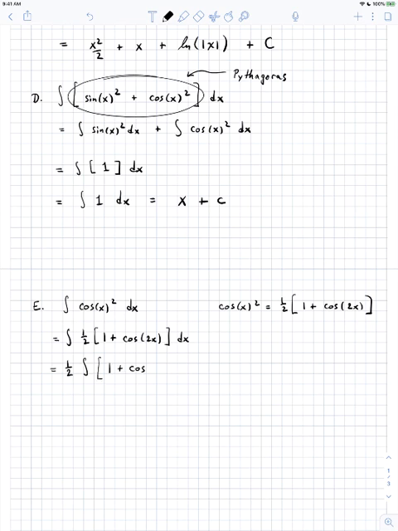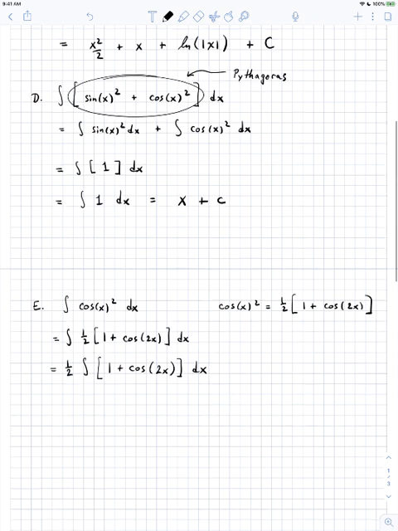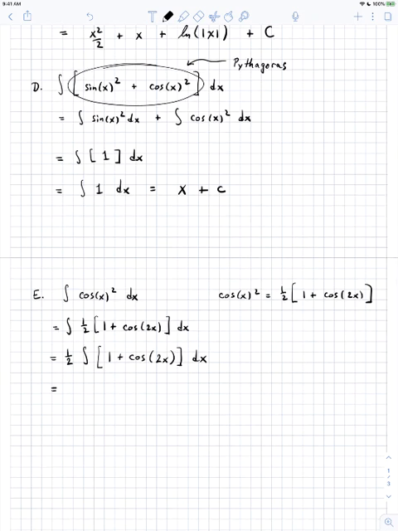Why can you do that? You can do it because you can do it for derivatives. And now we're looking at antiderivatives. So we're allowed to take out a constant multiple. Now what we want to do is integrate 1 plus cosine of 2x. That's not entirely trivial. This is the integral of, let me put a bracket in there, 1/2 times the integral of 1 dx plus the integral of cosine of 2x dx.